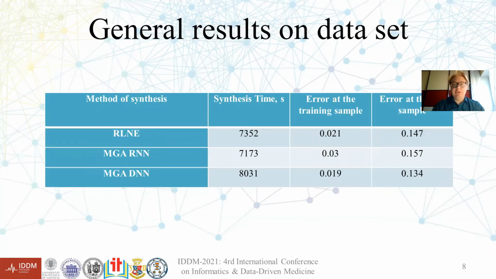On this slide, you can see the general result on this dataset. We must note that the reinforcement learning neural evolution method was compared with a modified genetic algorithm which works with a recurrent neural network and a modified genetic algorithm which works with a deep neural network. And the results of the reinforcement learning evolution method are acceptable because we have less time for synthesis compared with the deep neural network, and we have better accuracy compared with the recurrent neural network.